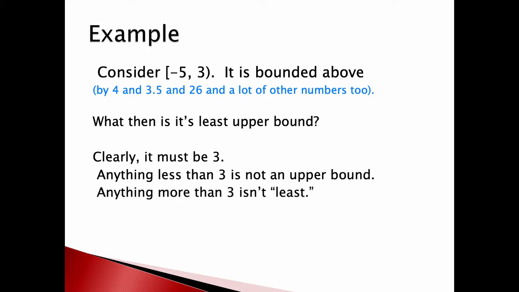Anything more than 3, like 3.1, isn't least, because 3.0001 would also still be an upper bound. So 3 is my upper bound. It's my least upper bound, so we'll call that the supremum. The sup of this set is 3.